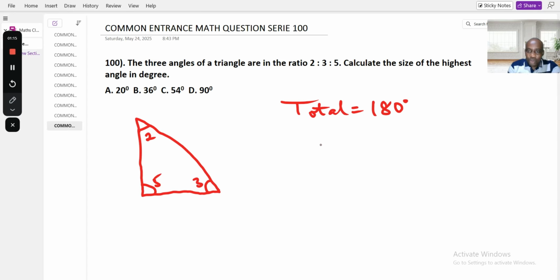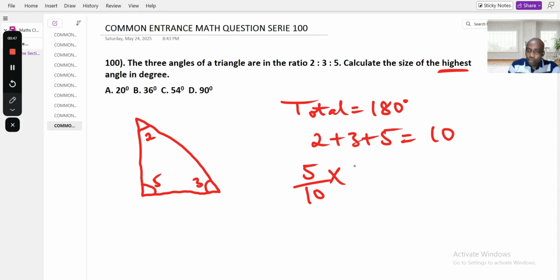Now, because the question says to calculate the highest angle in this diagram, which one is the highest? It is 5. You are just going to add the ratio together. 2 plus 3, 5. 5 plus 5, 10. The highest ratio is 5, the one that is going to carry the highest angle. Just say 5/10 multiplied by the total of the degrees in that triangle, 180.